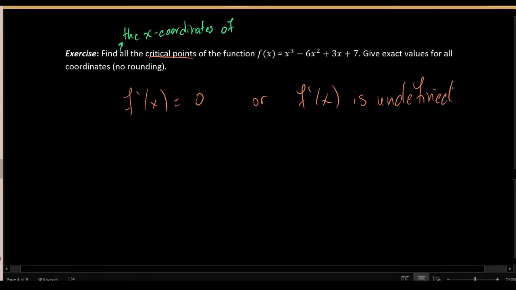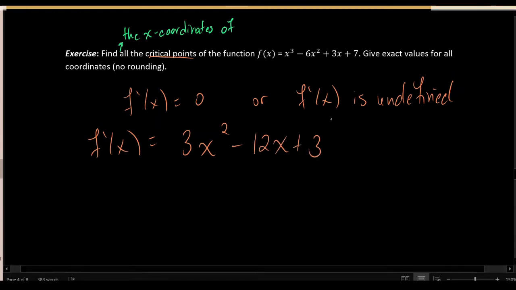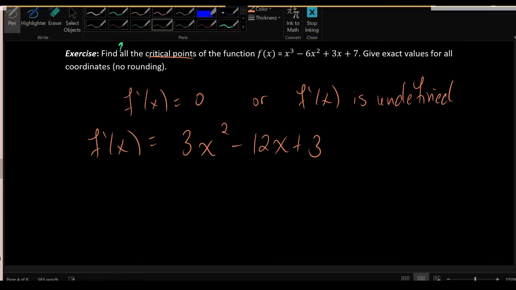To stand a chance at investigating either one of these possibilities, we should probably work on finding f prime of x. This is a polynomial, so this isn't so bad. We've got 3x squared minus 2 times 6, 12x, plus 3. And looking at this, I can tell that this function will never be undefined.